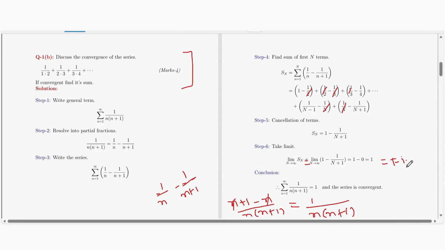So that's why, what do we conclude? The given series is a convergent series, and this limiting value gives us the sum of the entire series. So what is the sum? The sum is 1. Okay. So using this method, we can find the sum of the series as well as check whether the series is convergent or not. So that's why here we must use this Sn method. I hope you all understand.